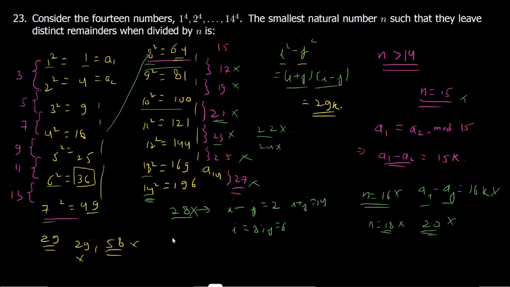29 into 3. How much is 29 into 3? 9 threes are 27, and 3 twos are 6, 7, 8. 87. Are there any two numbers whose difference is 87? Now they may be consecutive or they may be non-consecutive. Now difference 29 or 58.